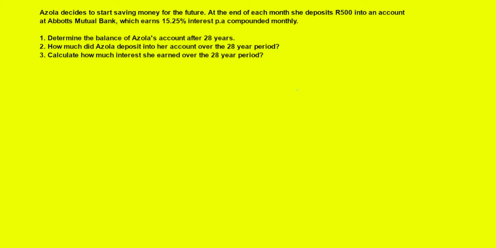Firstly, each month she deposits, meaning we need to use the future value formula. So again, write down your future value formula. X is the consistent amount that Azola would put in.